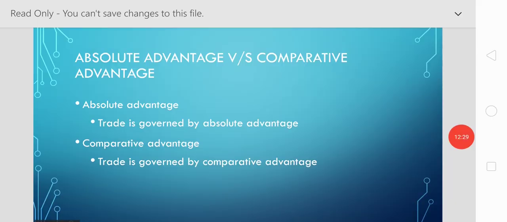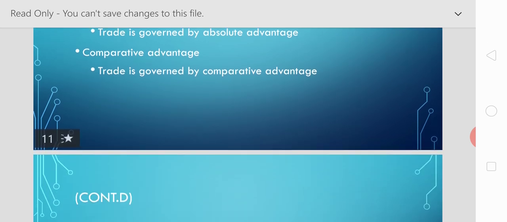So in short, as per the absolute advantage theory, trade is governed by absolute advantage or absolute differences in cost. Similarly, comparative advantage theory states that international trade is governed by comparative differences in cost. That is comparative advantage.